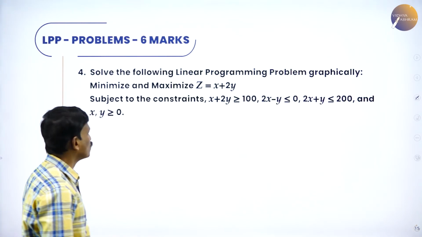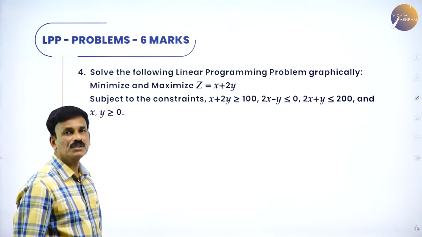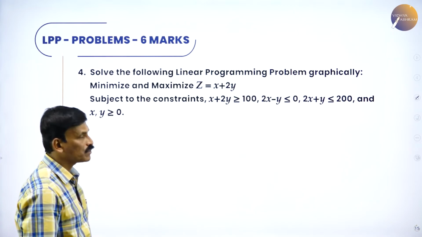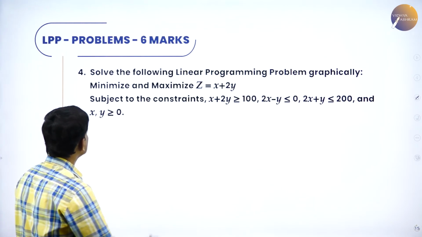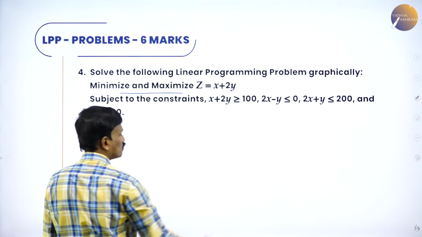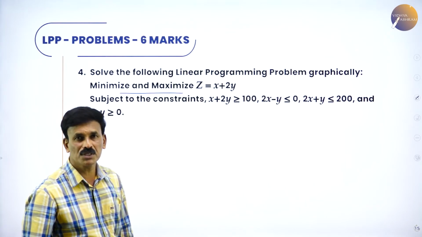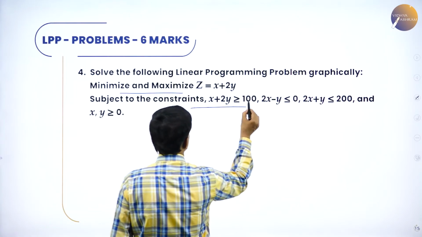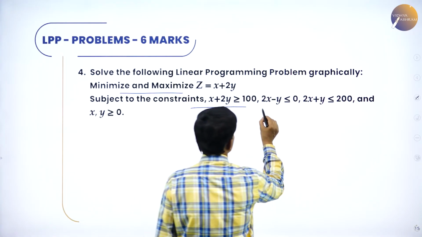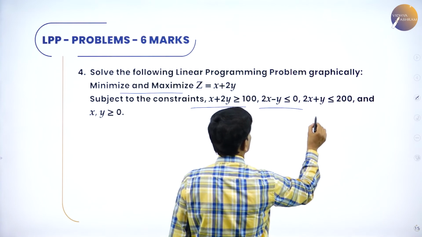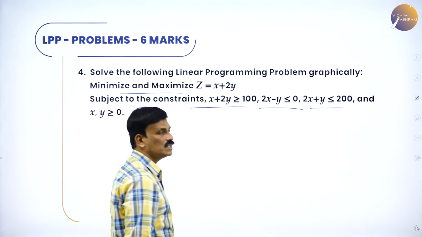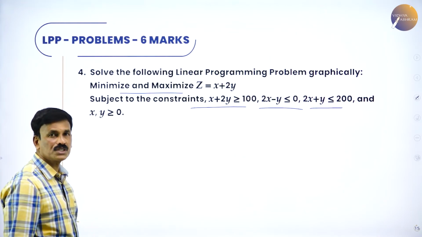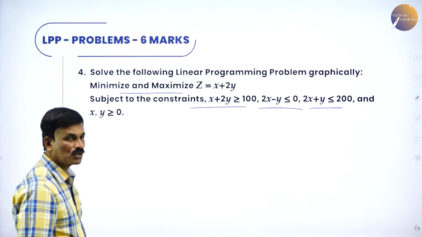Let me take one more problem. See here what is given? Solve the following linear programming problem graphically. Minimize and maximize. Here also it is minimization as well as maximization. Z is equal to x plus 2y subject to the constraints x plus 2y is greater than or equal to 0, 2x minus y is less than or equal to 0 and 2x plus y is less than or equal to 200, and non-negative restrictions are x, y greater than or equal to 0.